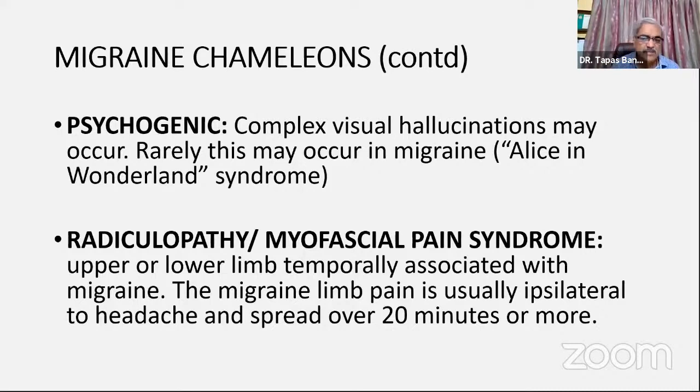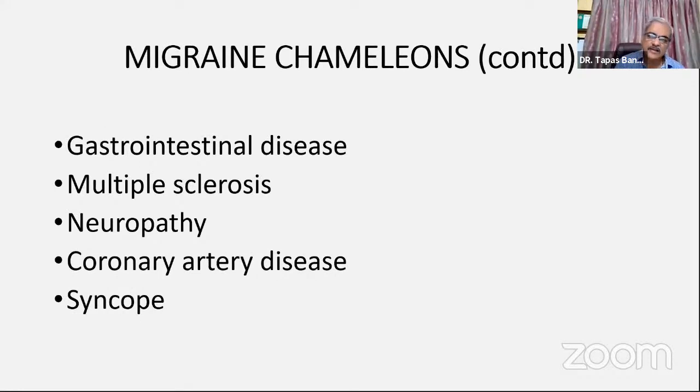Myofascial pain syndrome with aches and pains on one side of the body, with or without radiculopathy. This pain in the upper and lower limb can occur also during an attack of migraine, and this can be one of the migraine limb pains, what they call it. It spreads gradually over 20 minutes or more and is ipsilateral to the side of the headache. Then there are a lot of other chameleons: gastrointestinal disease, cyclical vomiting in children, multiple sclerosis or neuropathy can be a presenting feature of underlying migraine because they have pins and needles, paresthesia in the hands and feet. Coronary artery disease or syncope can be the presenting feature, very rarely, of migraine.